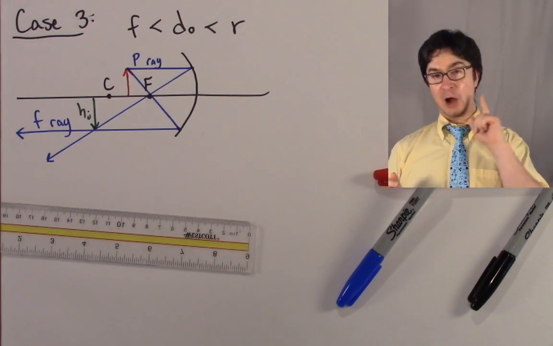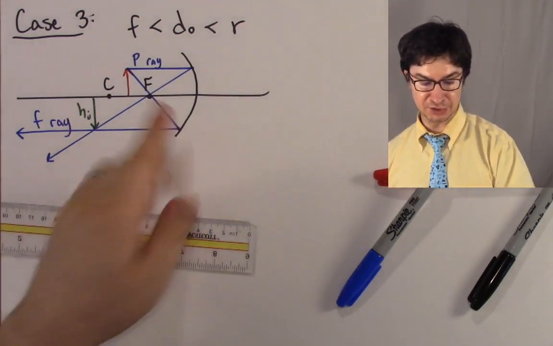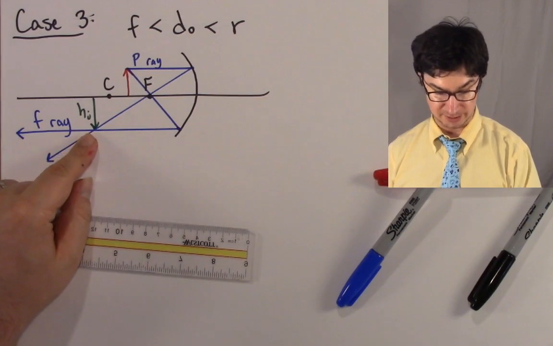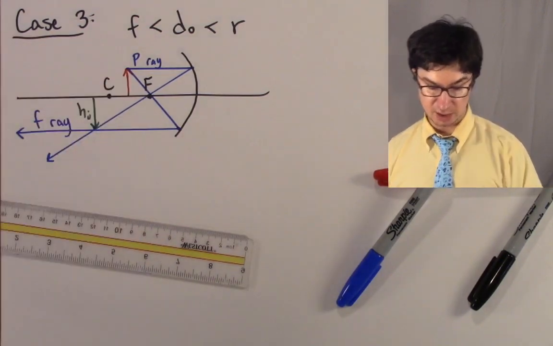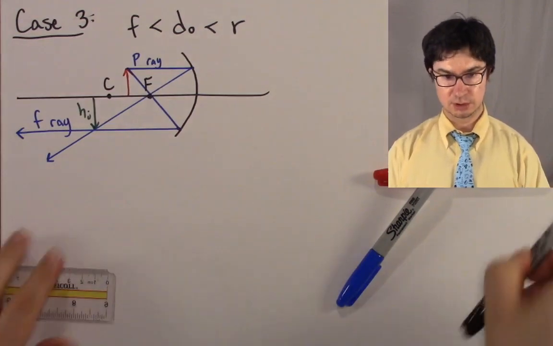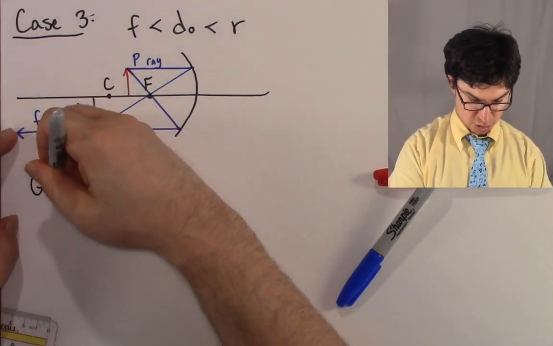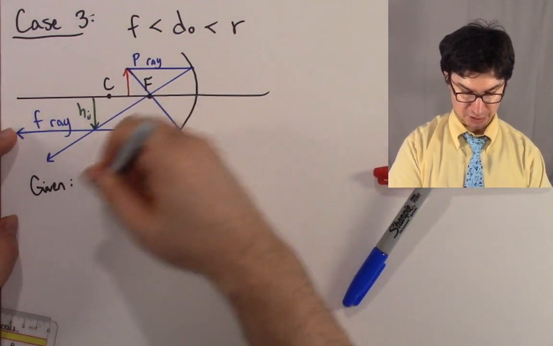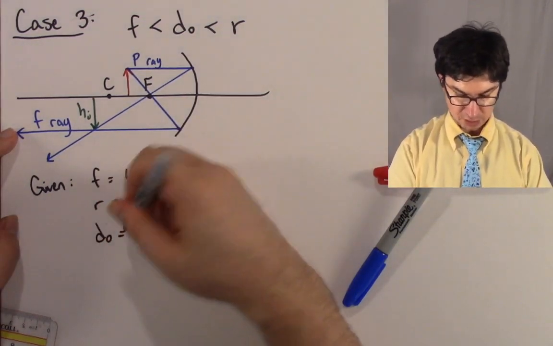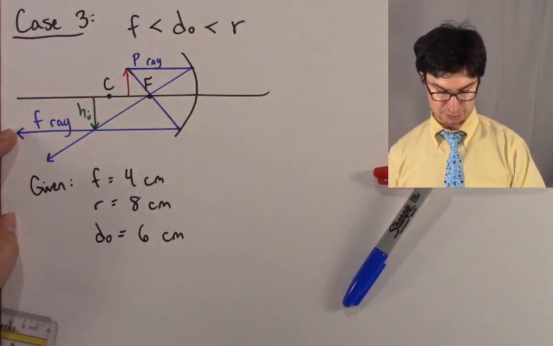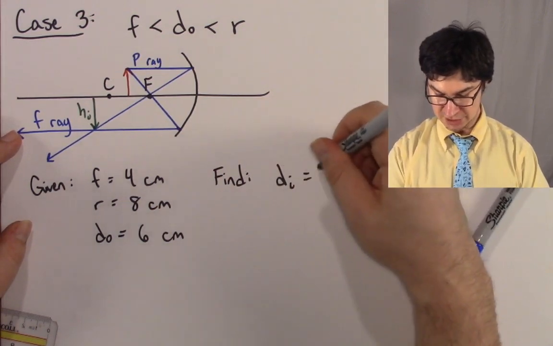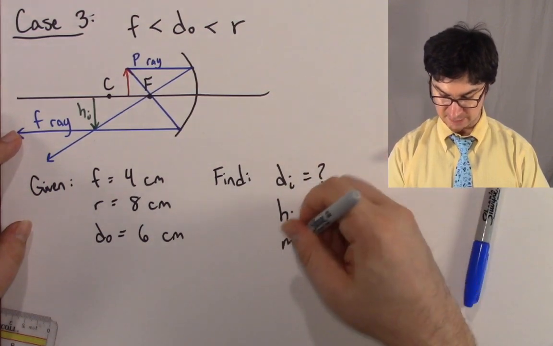Okay, so our calculations should predict that the image is going to be further away than the object, should be inverted, and it looks like it should be magnified a little bit, because this image height looks a little bit bigger than that object height. We'll see if that's true. So let's start out with our givens. We're going to keep everything the same. We're going to have the focal length equal to 4 centimeters. That means the radius of curvature is equal to 8 centimeters. But in this case, we're going to put the object at a dO of, let's make something up, let's call it 6 centimeters. Okay? And we want to find the same stuff. We want to find the image distance, the image height, and the magnification.